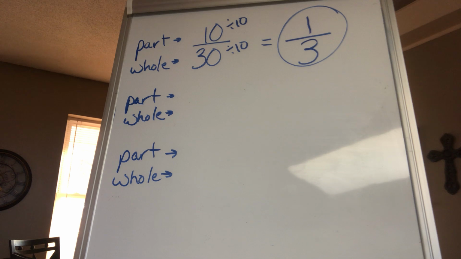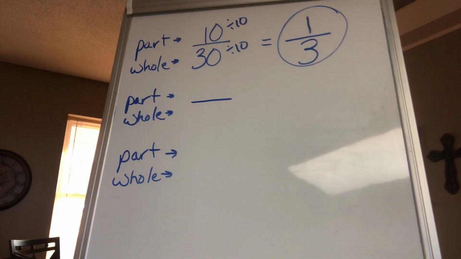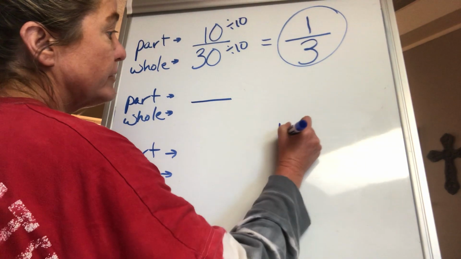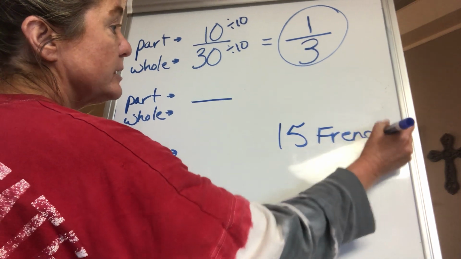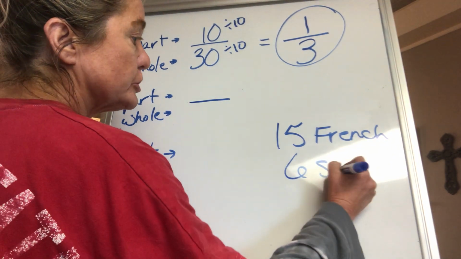Okay, and number 5. A section of Tina's bookshelf had 15 French books and 6 Spanish books. What fraction of books on the shelf are in Spanish? Well, we're doing a fraction. It's easiest to find the whole first, so we need the whole number of books. Didn't give me that, did it? Didn't give me how many books she had altogether, but it did tell me that she had 15 that were in French, and she had 6 that were in Spanish.